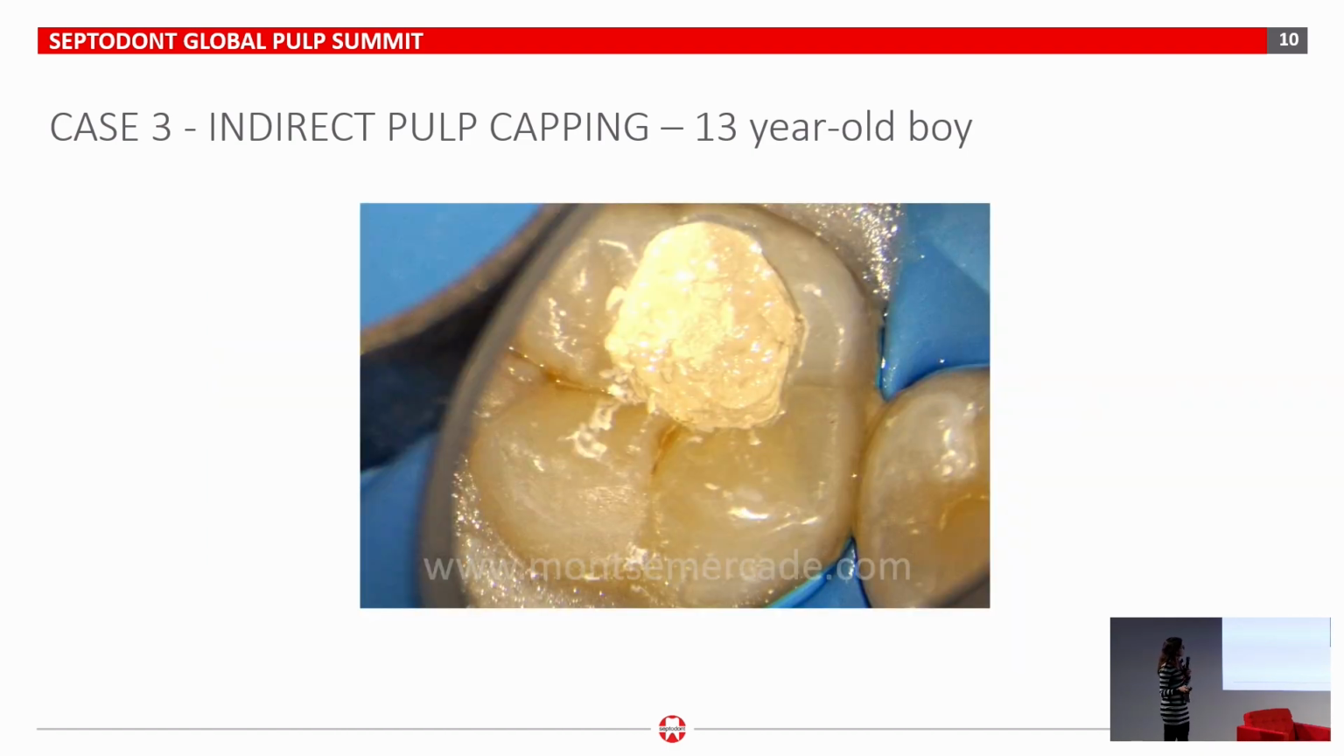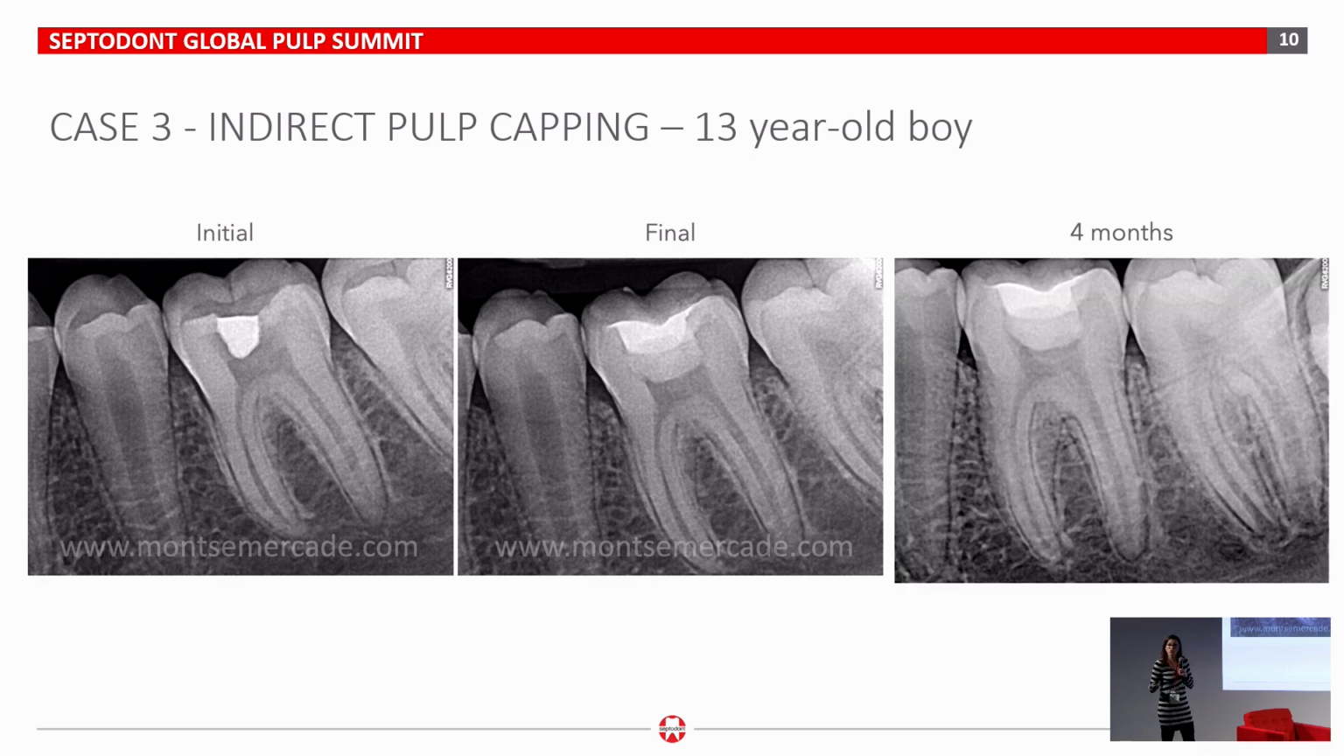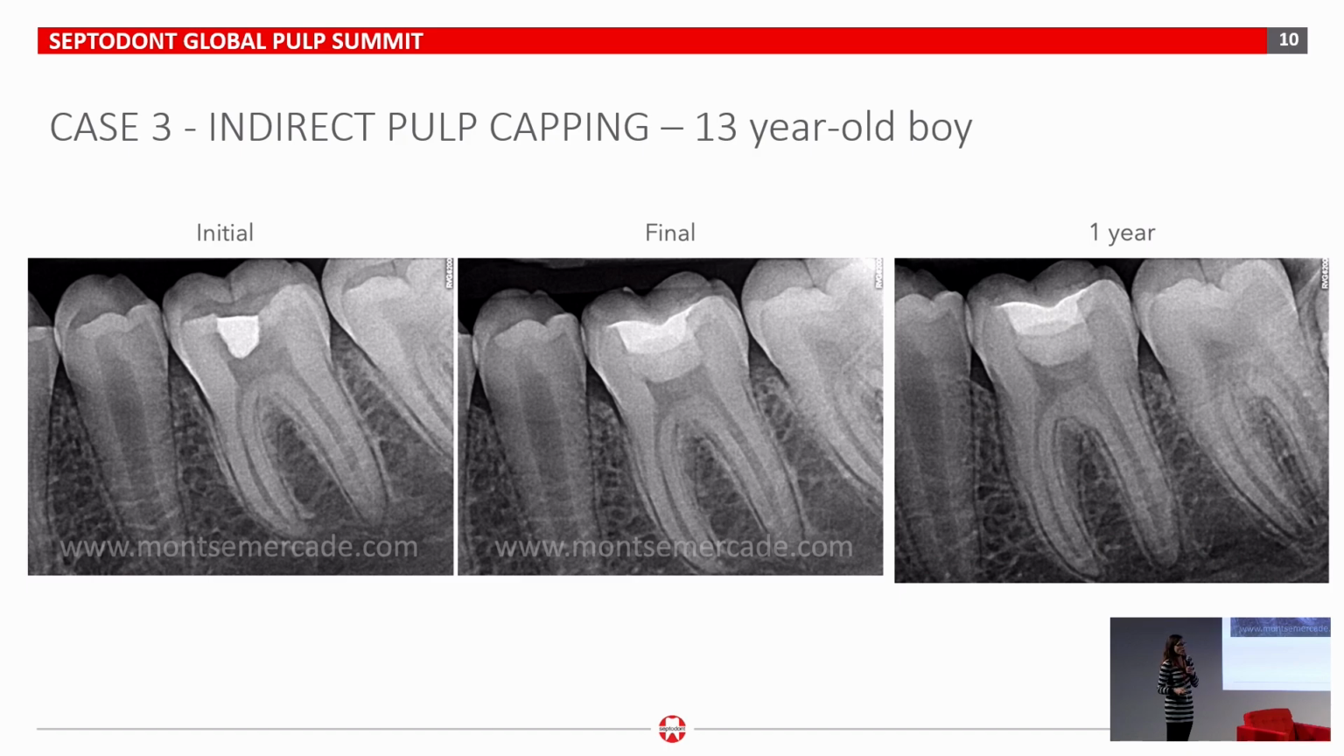And this is the cavity fill. This is the final X-ray. 4 months, the patient totally asymptomatic, and 1 year.